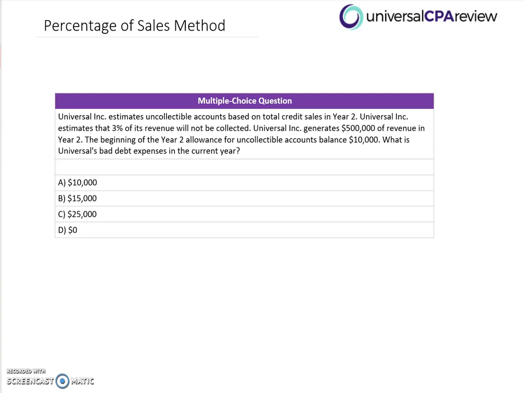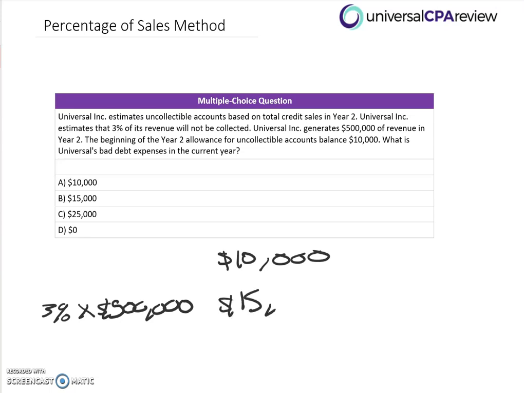So for the percentage of sales method, it's a little bit more simple. We just take our beginning balance of $10,000 and we take that percentage of revenue. So we know that it is 3% times the $500,000 in revenue, and that's going to give us a bad debt expense for the current year of $15,000. Ending balance $25,000. Doesn't matter because our bad debt expense is going to be what's debited here.